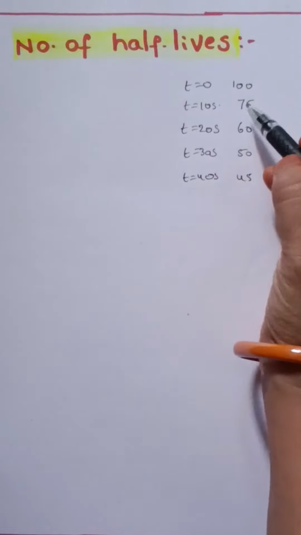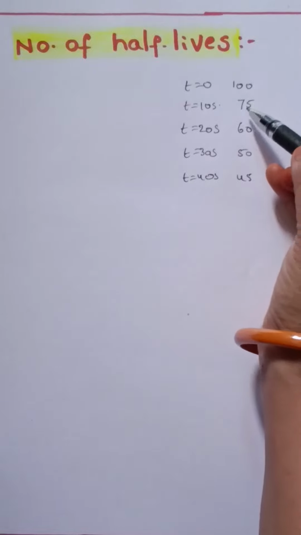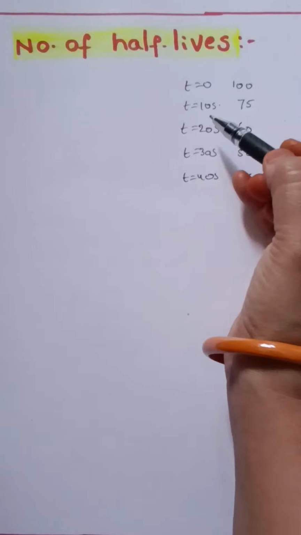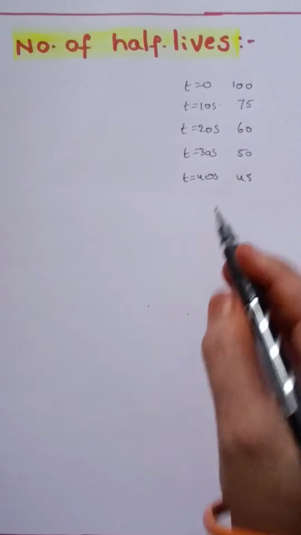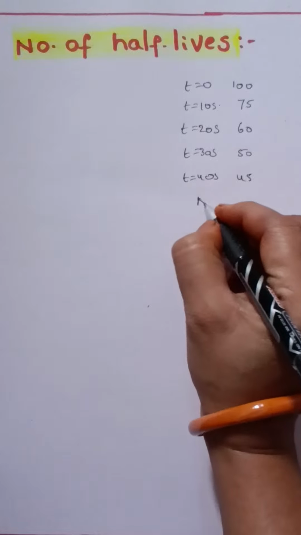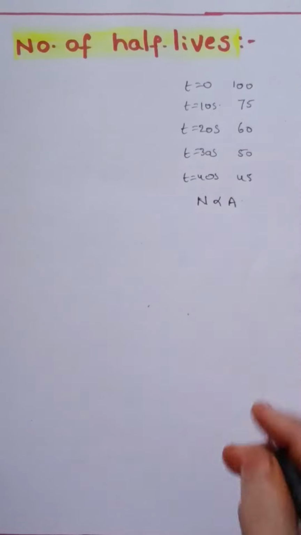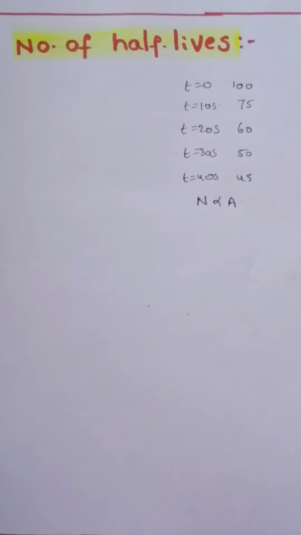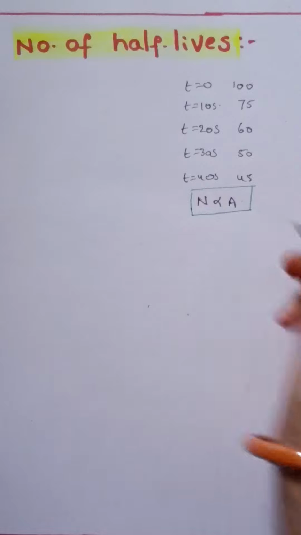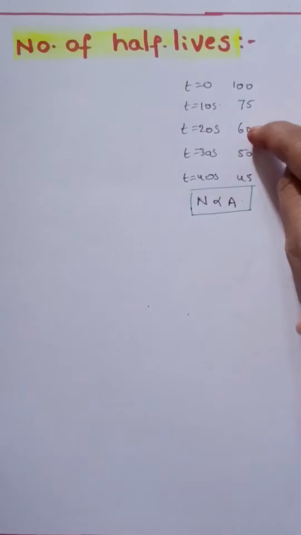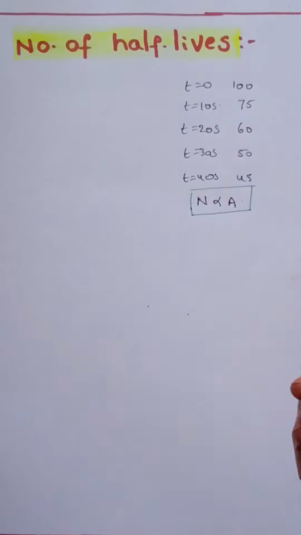Why? Because when the number of atoms decreases, the disintegration also decreases. That means the activity also decreases, right? So we can say the number of atoms is directly proportional to the activity. See, number of atoms are decreasing, activity also decreases, right? So now N is proportional to A.